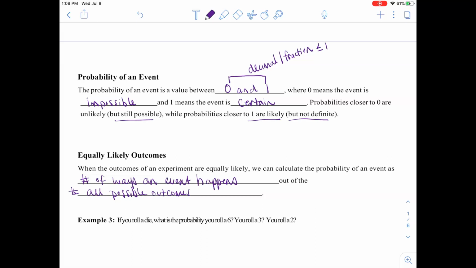So what I mean by that mathematically is the probability of an event, so same notation we introduced last section. This is going to be the number of ways the event happens, and it's always divided by the number of all possible outcomes. Okay, so let's put this to use in the next video.